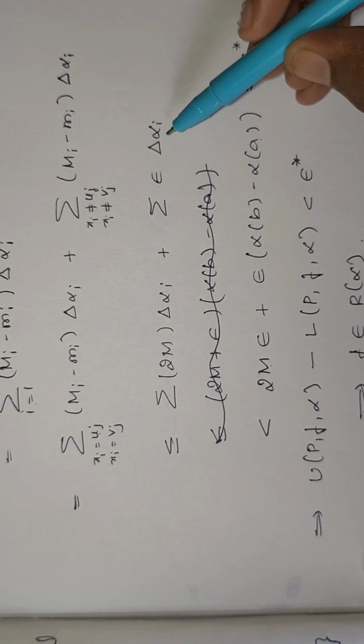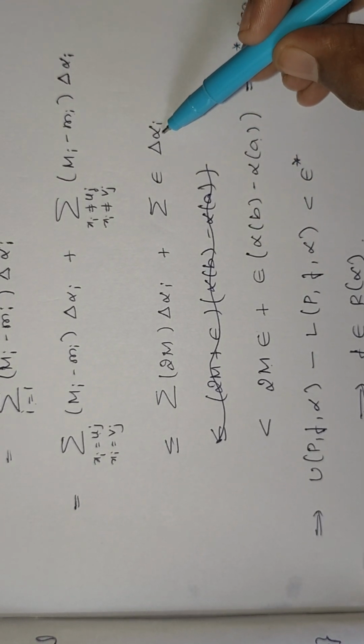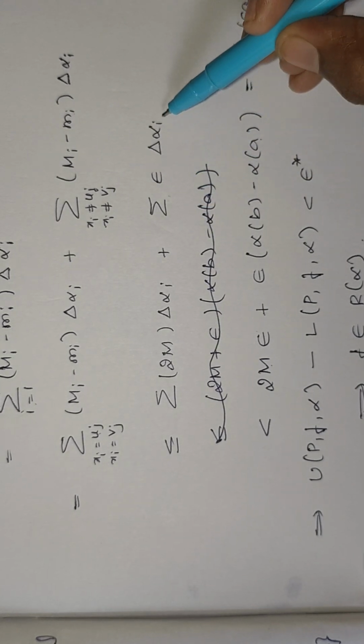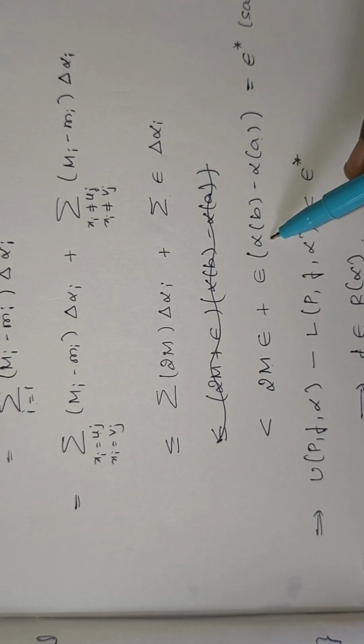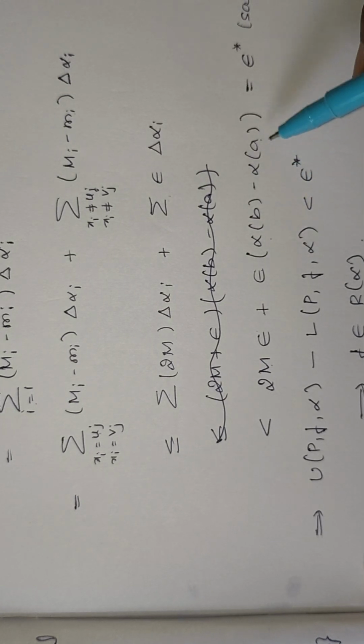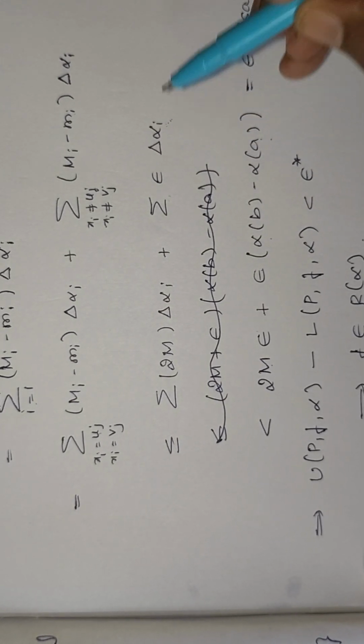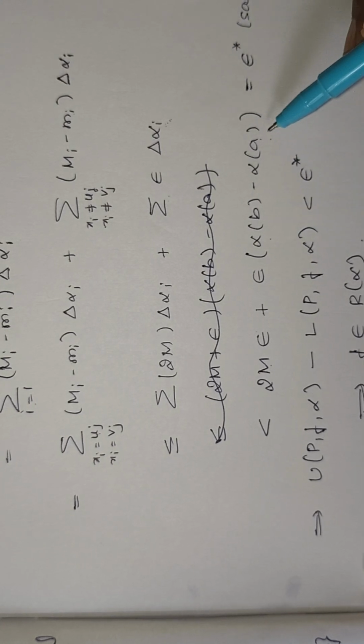So see how is this? If you keep on expanding the summation, each and every term will get cancelled, and at last you will get alpha b minus alpha a. Okay, I have done this previously. You can look at my previous videos for this. So we get epsilon into alpha b minus alpha a.